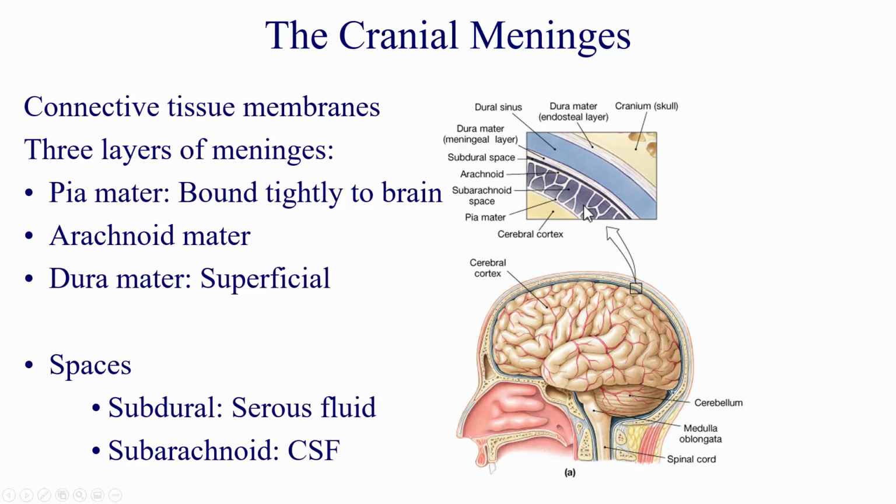And then in the subarachnoid space, and that's all the little spaces in between the cobwebs here, that is going to be filled with cerebral spinal fluid. Okay, so subdural space is just serous fluid, and subarachnoid space is cerebral spinal fluid.